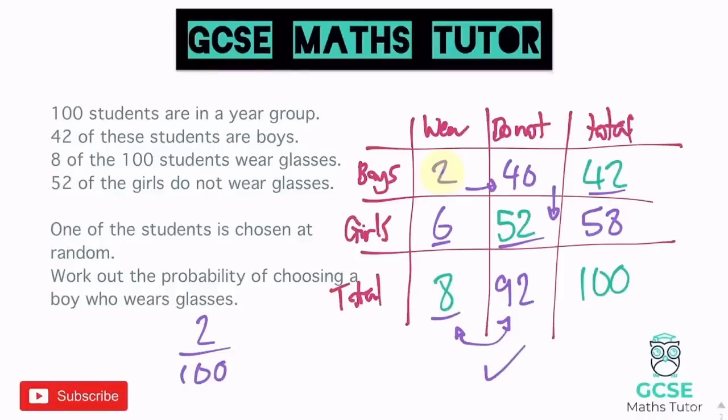You don't have to simplify that, but just a quick note, it could have said in the wording here, rather than saying one of the students, it could have said one of the boys. Now if it had said it had picked one of the boys, then that would have been out of 42, so it would have been 2 over 42. But it just depends on what the wording says, so it does say one of the students, it doesn't dictate whether it's boys or girls, so it's out of 100.